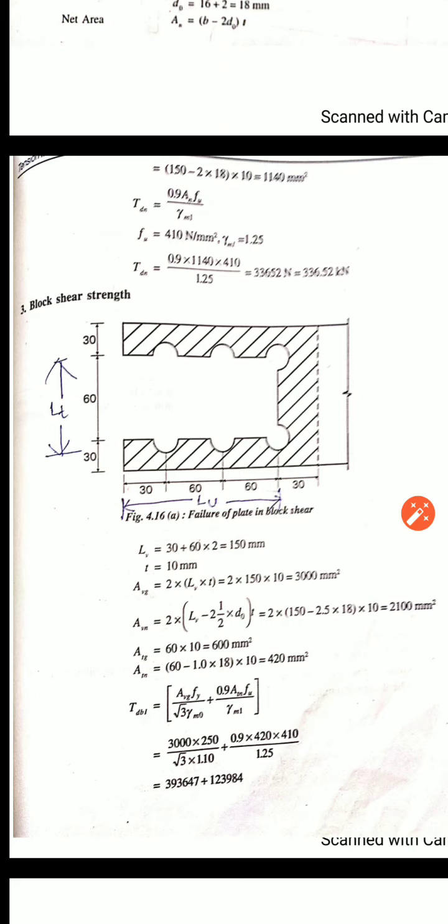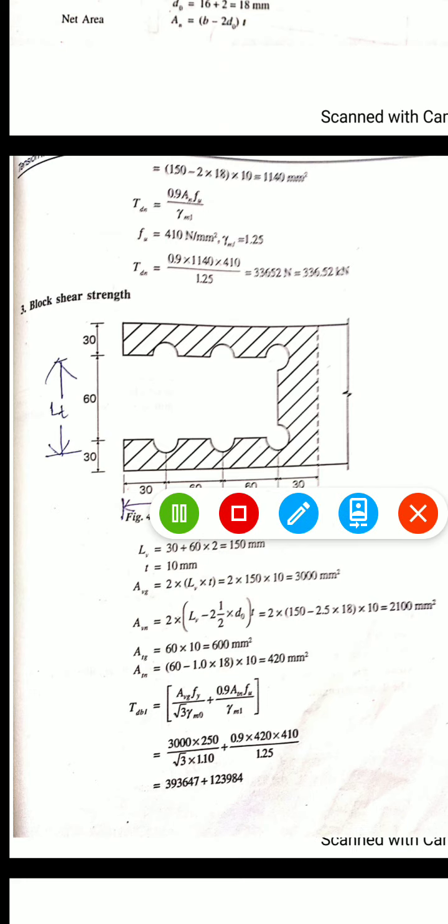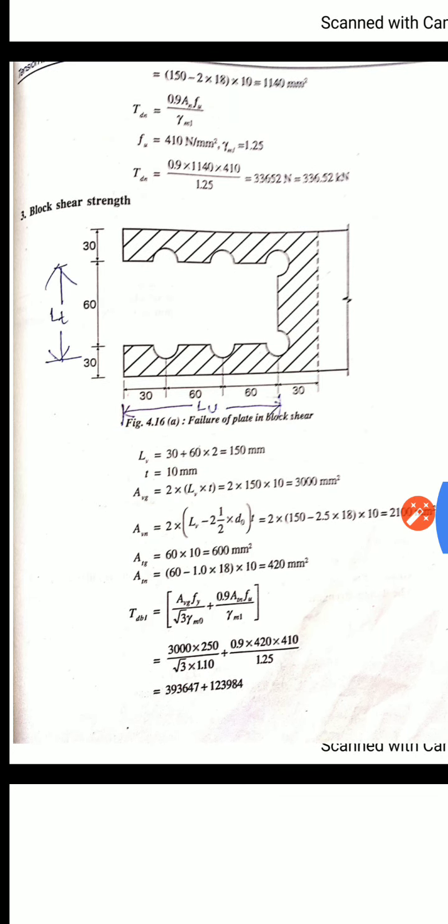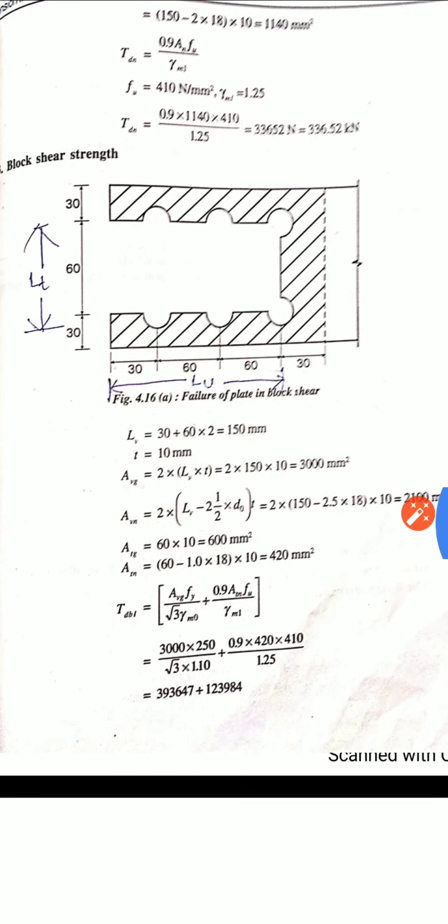Okay, so this distance we call LV, from this edge to the center of this bolt. This is LV, and this distance is LT, from here to here. So AVG, V is nothing but shear gross area across shear, that is LV into T. This portion is undergoing shear now. What is this area? Rectangular area, that is LV into T.